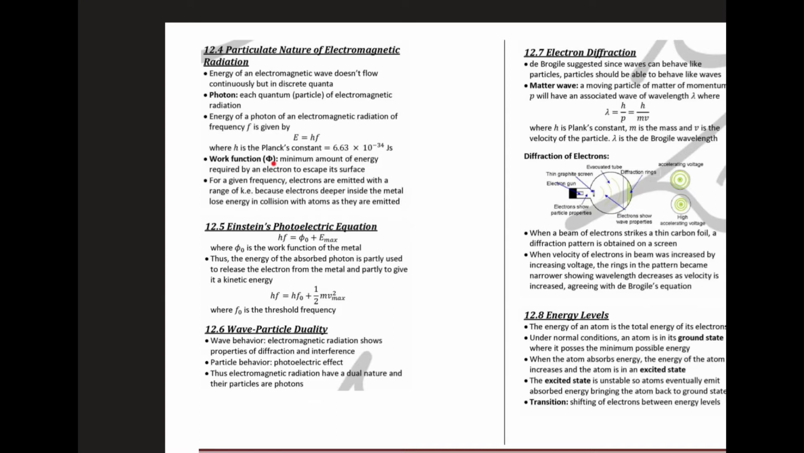Work function is phi. If you have a formula later, like phi naught here, which is the minimum amount of energy, phi naught, yeah, it's the minimum amount, not a maximum.